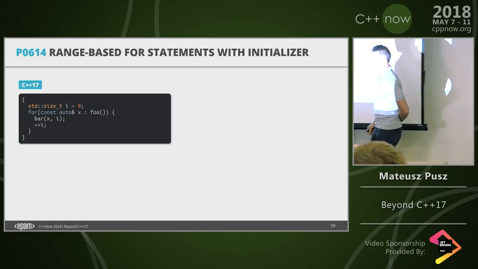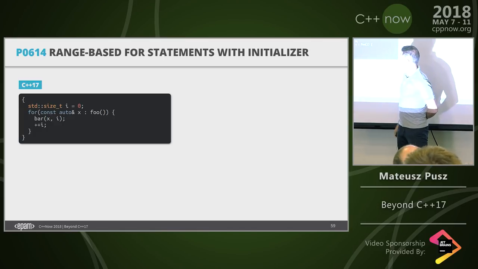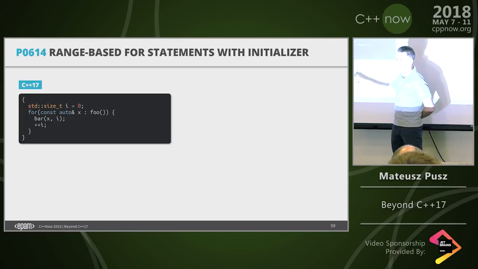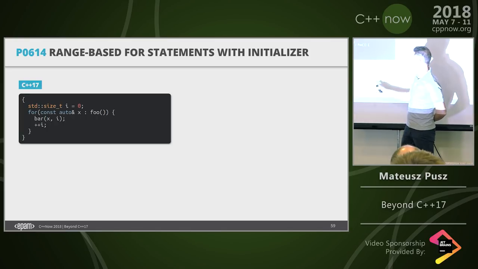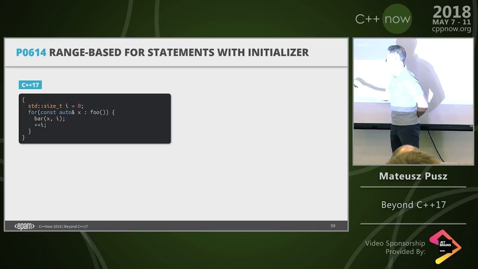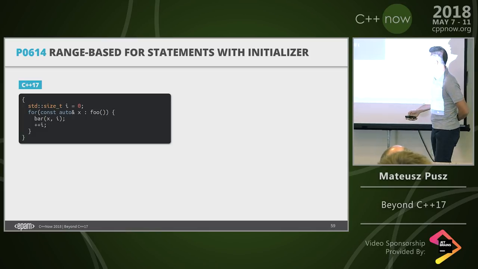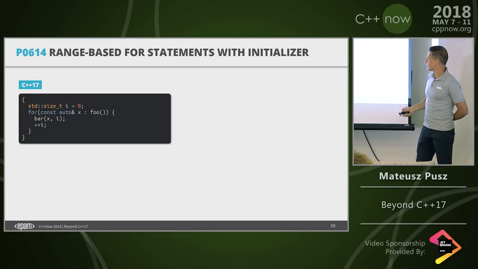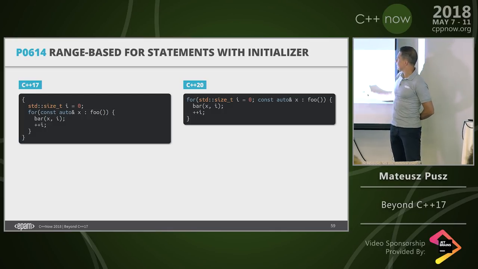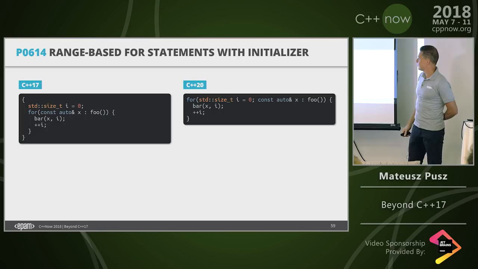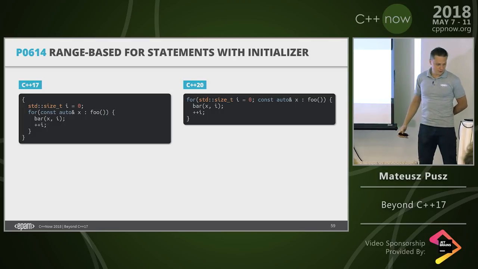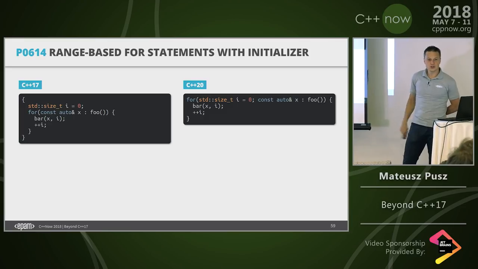Also, I've seen such a pattern. Because we are using range-based for loops, we often miss this index stuff. So we do it this way, and we also have to add some artificial scope just to keep this index from leaking outside of the scope. With this, we can add the index here as a local variable for the range-based for loop, and it will just work fine. These are some use cases for this feature. Yes, question?